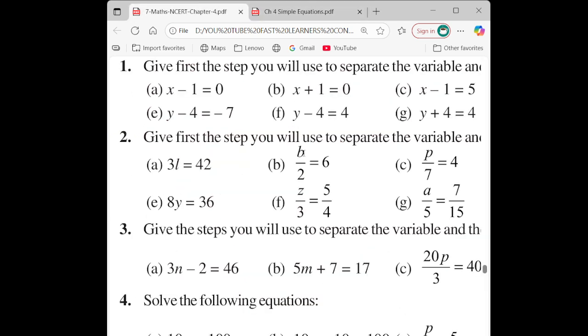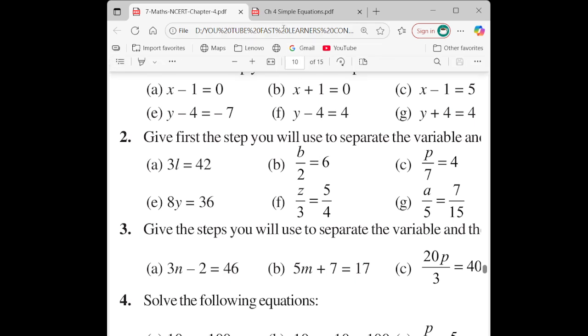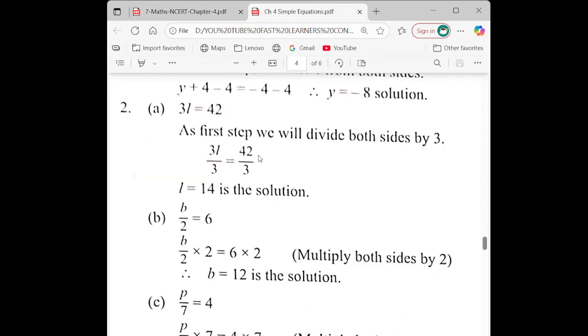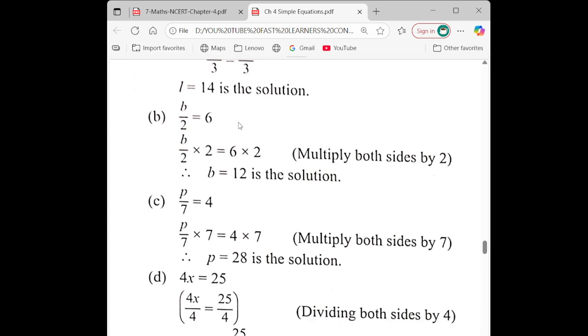Let me show you here. B divided by 2 equal to 6. Very simple. Here it is in division. Multiply this both the sides by 2. So here if you will multiply by 2, 2 will be cancelled out, and here 6 2s are 12. So B is equal to 12. Have a look here. See.